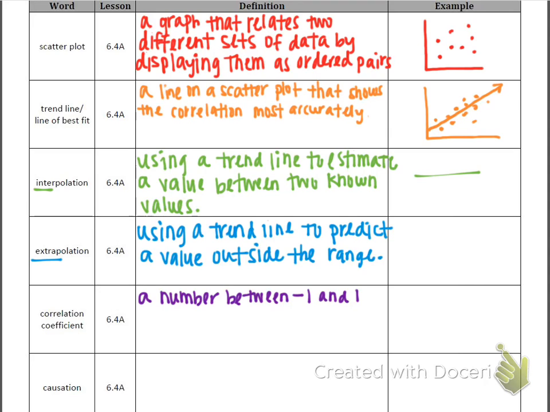That tells you how closely the equation of the line of best fit models the data. Or equation of the line of best fit. Are you guys okay with that? LOBF, line of best fit, models the data.